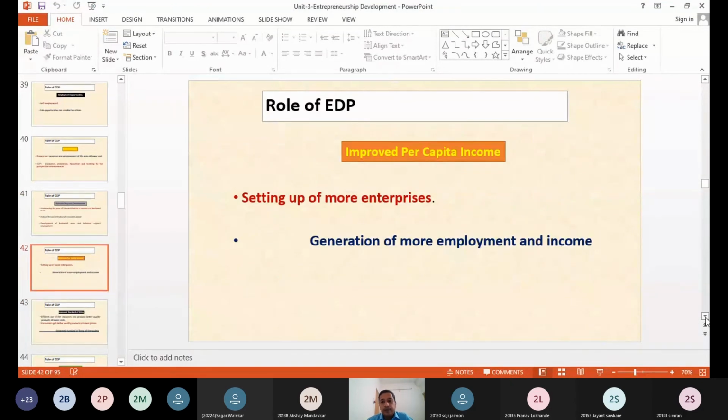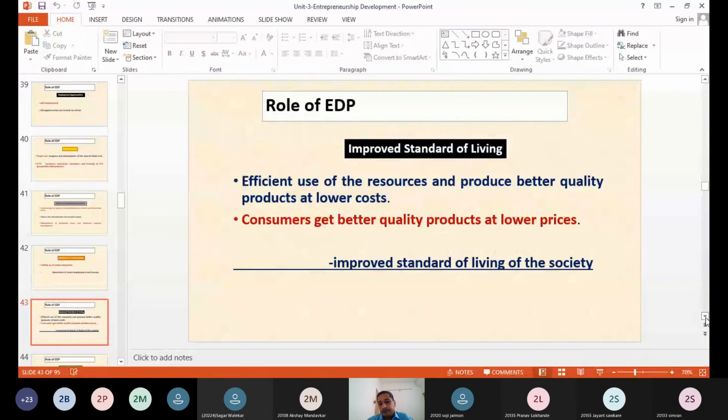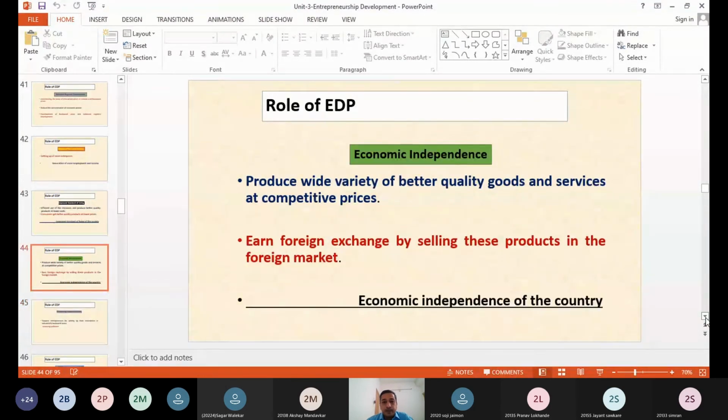Then improvement of per capita income. These enterprises which are established by entrepreneurs help generation of employment as well as income to the people, and thereby it improves the per capita income of the people living in that particular area. Then improved standard of living. This enterprise development programs helps entrepreneurs to make efficient use of resources and produce better quality products at lower costs, and therefore consumer gets better quality products at lower prices, and thereby it improves the standard of living of the society.